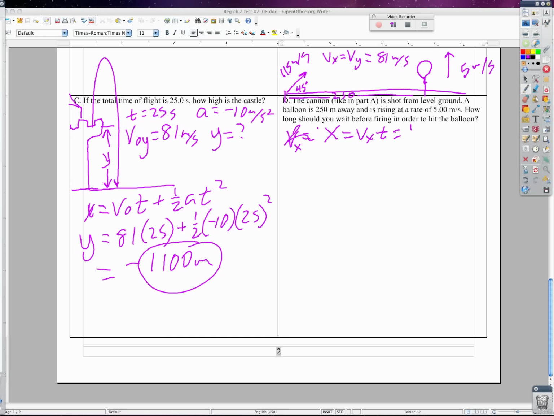How long does it take my projectile to get there? Yeah, so all I have to do is subtract. The time that I'm going to wait to launch is going to be 40.6 minus 3.1, which gives me 37.5 seconds. So I get to wait 37.